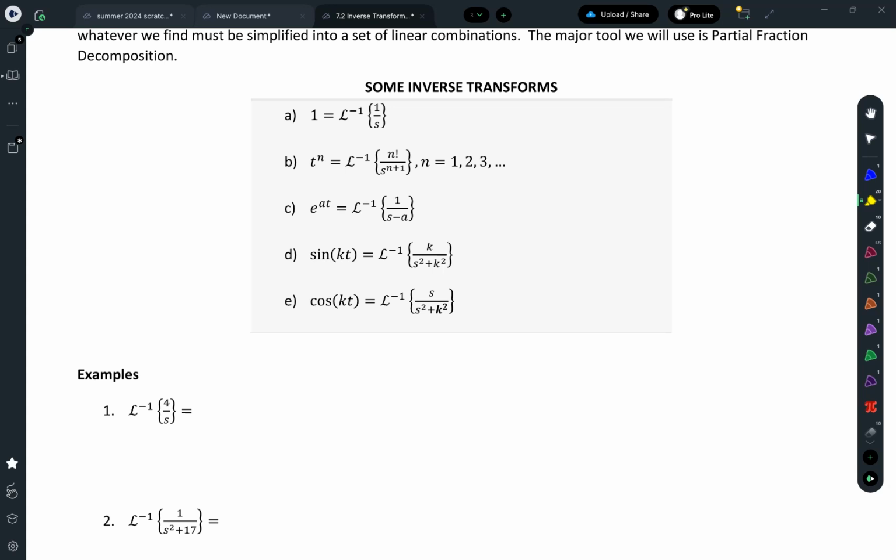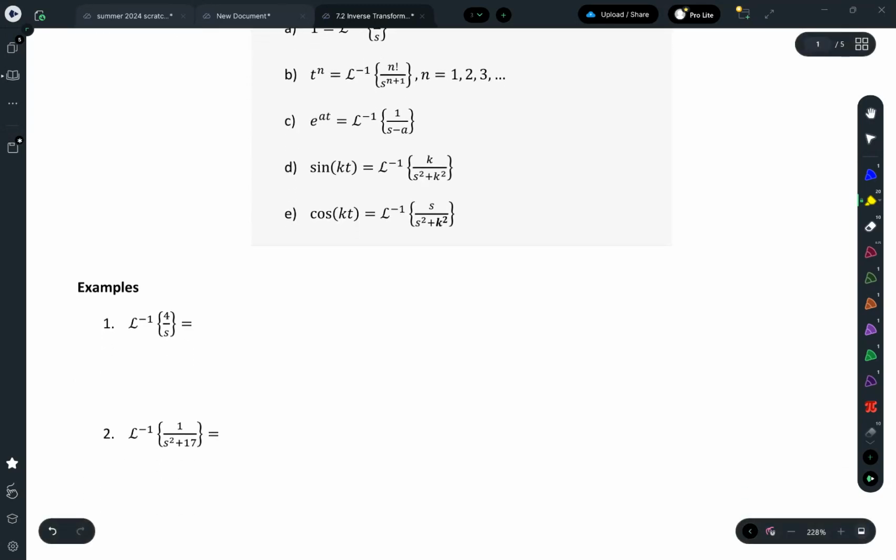So these were the 5 that we saw in the previous section where we were taking the Laplace of the left-hand side to get back F of s. Now we're going to be taking the Laplace inverse transform of big F of s to get back little f of t. So let's see how we can do this with a few examples.